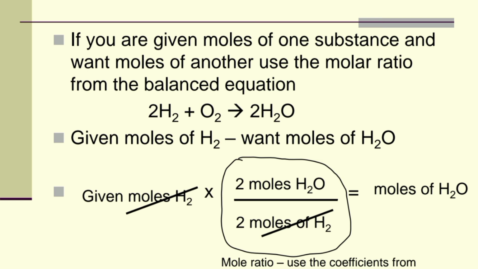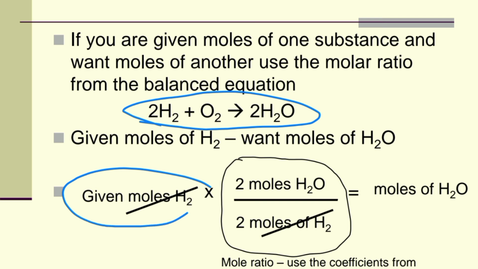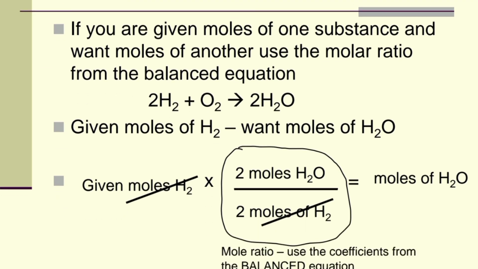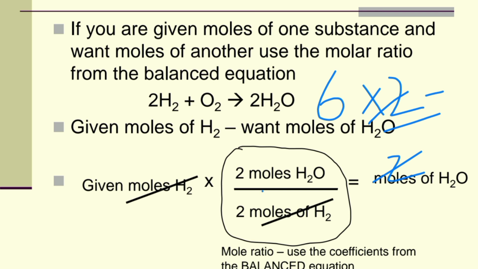To solve this, given moles of H2, multiply by 2 moles of H2O divided by 2 moles of H2. This is the balanced equation, and we have given these moles. Let us take an example. For example, we have given 6 moles of H2. From the balanced chemical equation, we write 2 divided by 2, and we have to find moles of H2O. This cancels out, and we will get 6 moles of H2O.